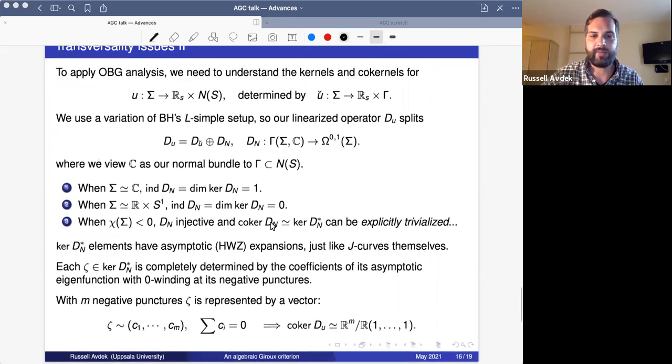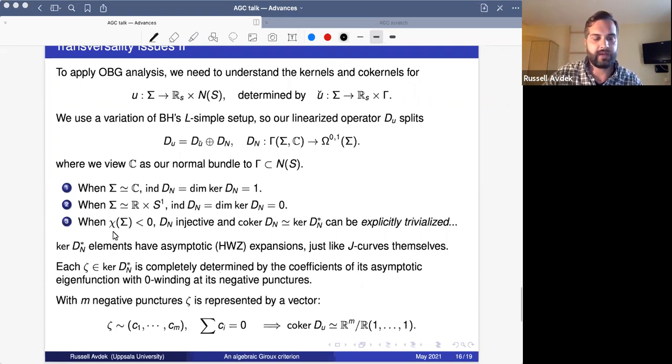And so how do we analyze these things? We identify the co-kernel of the normal linearized operator with the kernel of the dual operator. And these kernel elements satisfy some PDEs, so they look really nice. In particular, they have Hofer-Wysocki-Zehnder expansions near their cylindrical ends, just in the same way that holomorphic curves have eigenvalue decompositions. And so we can look at the coefficients of these eigenexpansions and see if we can read off some useful information.